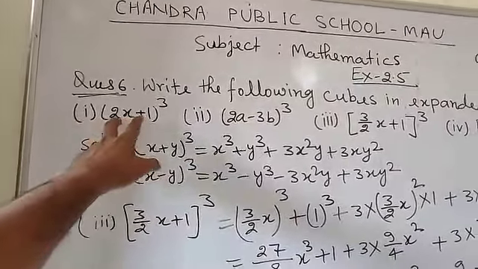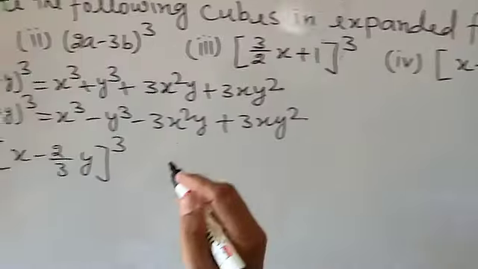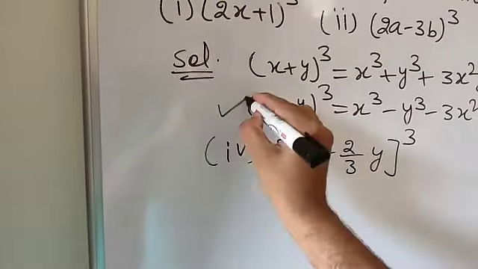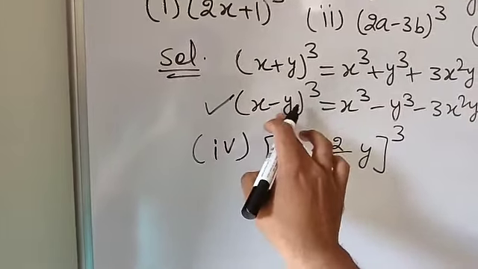Now here I have written the fourth part, that is x minus 2 by 3 y whole cube. Again two terms are there; the only difference between the third part and fourth part is that here you have the plus sign and here it is the minus sign. Rest all the things are similar. So which identity will be used? Here you will use the identity in which the negative sign is there, x minus y whole cube. At the place of x, x is there, and at the place of y, 2 by 3 y is there. So it will be x cube minus y cube, and y is 2 by 3 y.